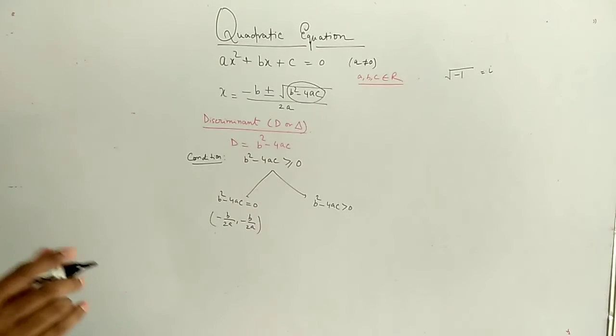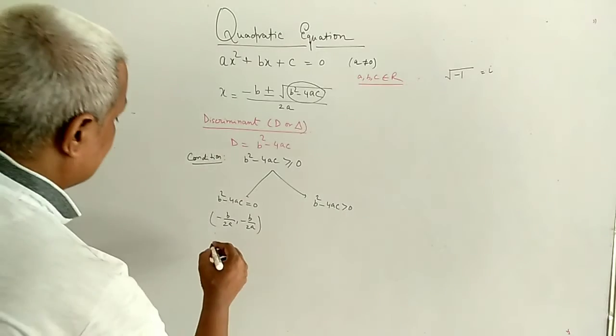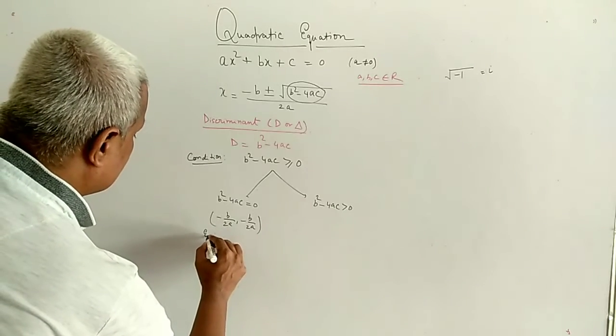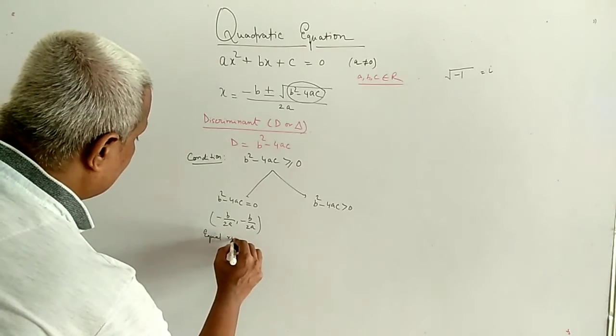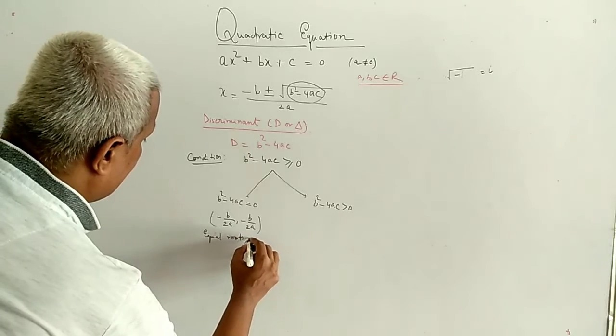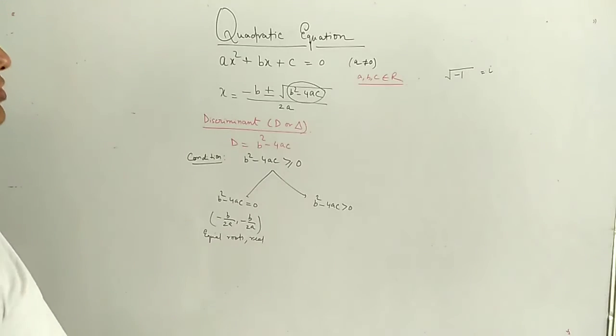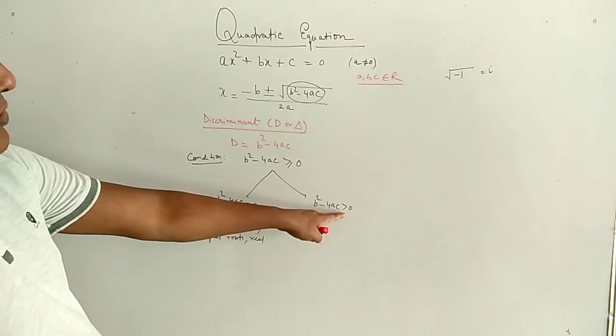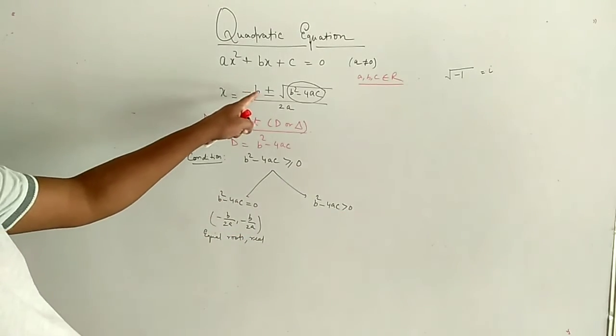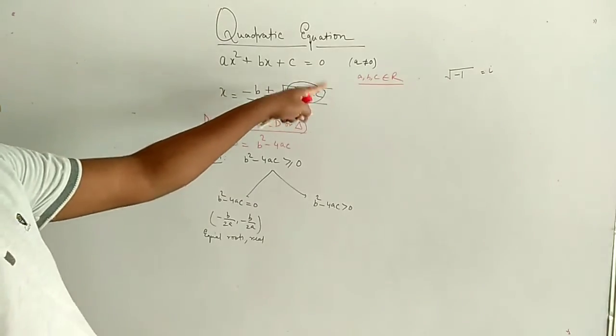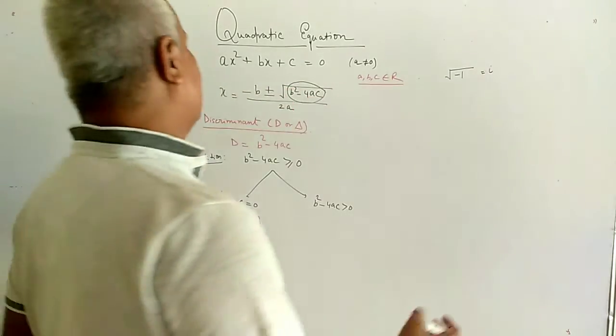A quadratic equation always gives you two roots. So this is called the case of equal roots, and real. So this is real and equal roots. When b square minus 4ac is greater than 0, then you get different positive or negative values for this.